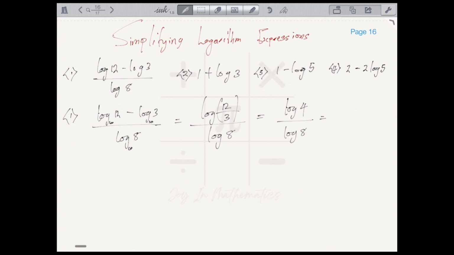Now we can rewrite log 4 as log of 2 raised to the power of 2, and we can rewrite log 8 as log of 2 raised to the power of 3. So if we continue in that order and we apply our power law, 2 comes to the front, 3 also comes to the front as scalar multipliers, and this will become 2 log 2 divided by 3 log 2, and this will become 2 divided by 3 because log 2 and log 2 will nullify each other.